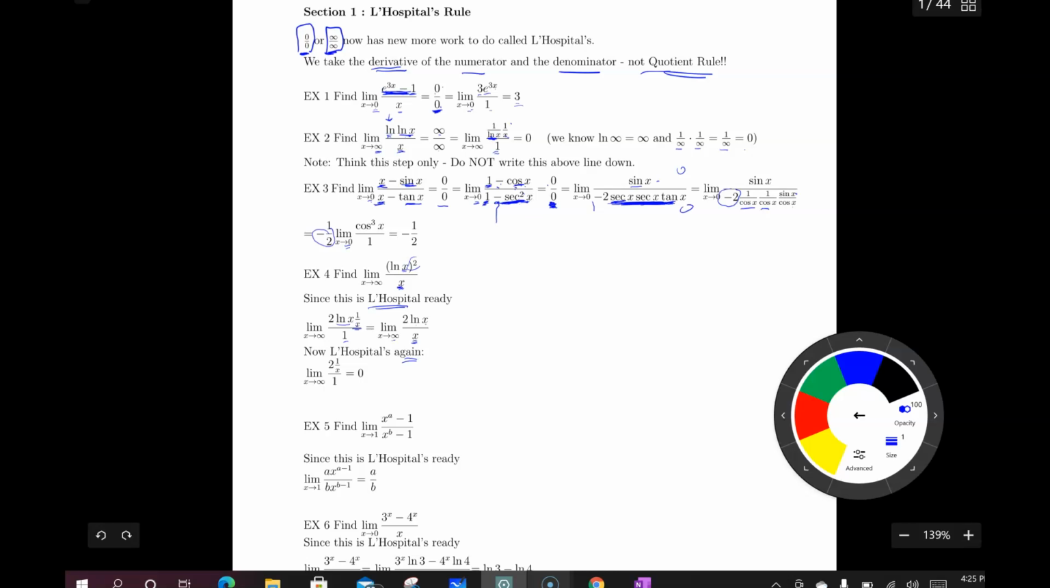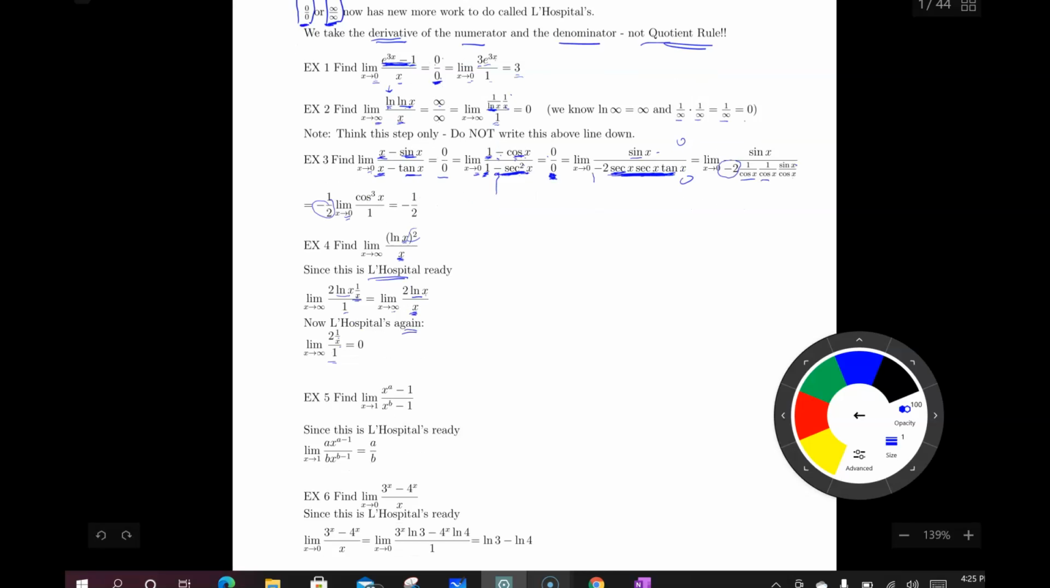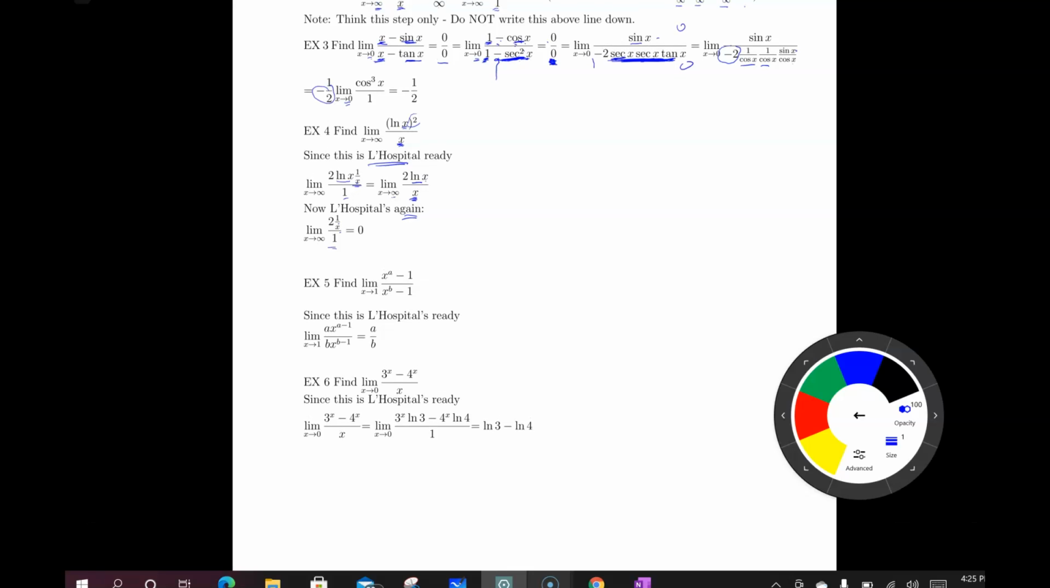So I get to do L'Hopital's again. In the numerator, I get 1 over x. In the denominator, I get 1. Now plug in infinity. So I get 2 over infinity, which is 0. All right. Here I've got x to the a and x to the b. So if I'm plugging in 1, a and b are just constants. So 1 to a number is 1. So I'm going to get 0. 1 to a number b is going to be 1. So I'll get 0 over 0.